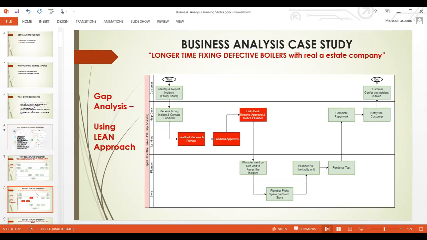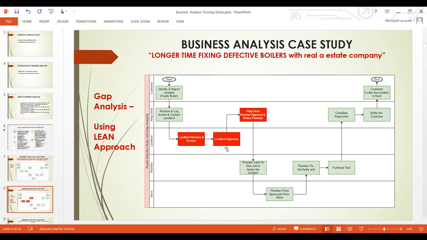And this brings us to the gap analysis. So after looking at all these things, we really need to get these things sorted out. So what do we do? We use the lean approach to remove all the waste, because there is a lot of waste of time here. So we need to find any way to reduce the time it takes. And to do that, we are looking at whether there is a need to actually call a landlord to make a review.